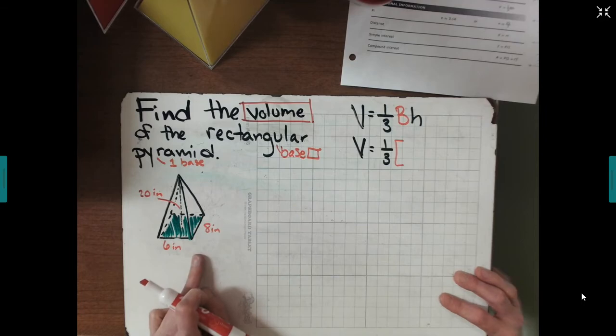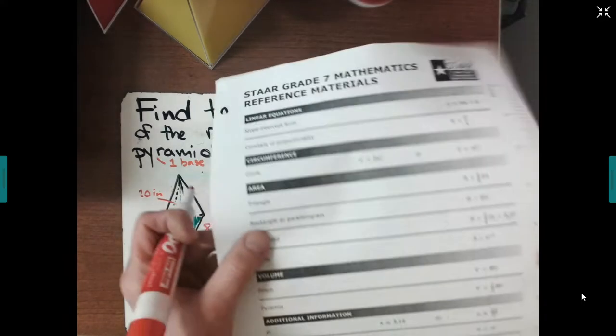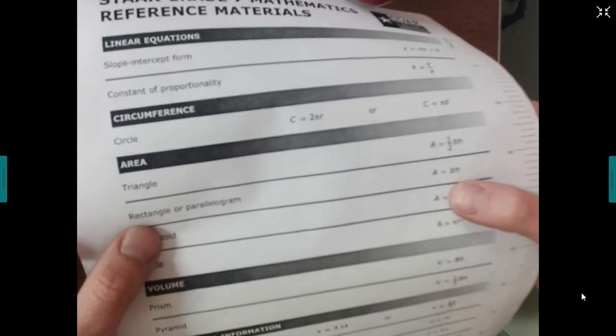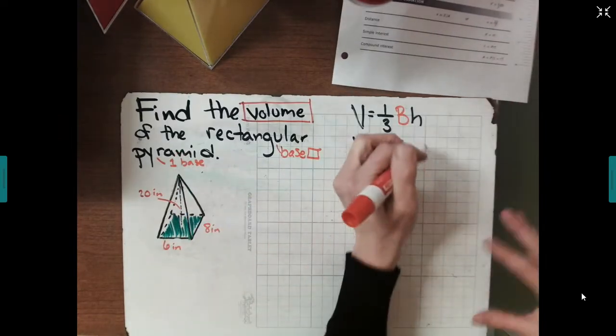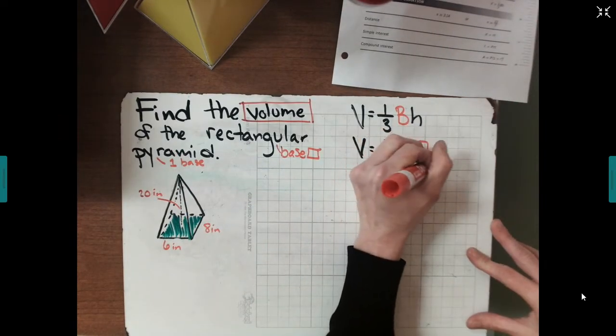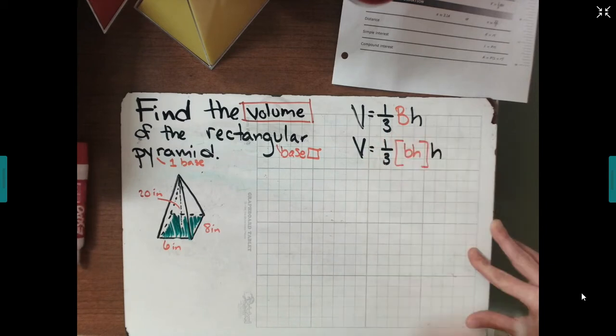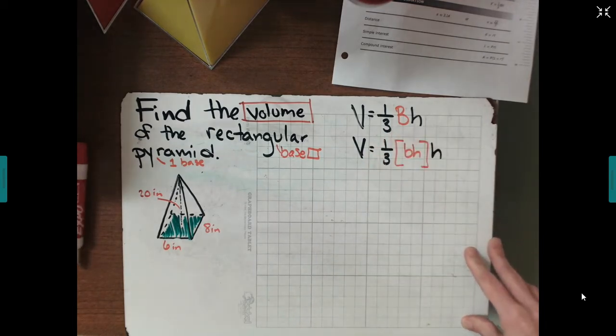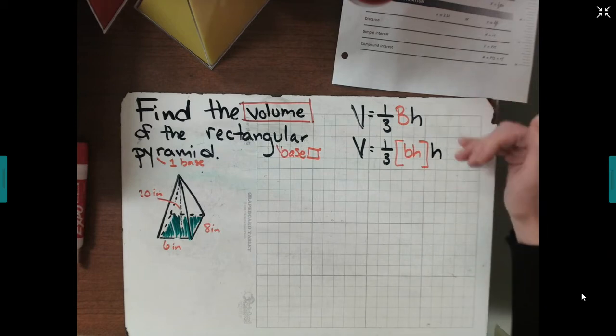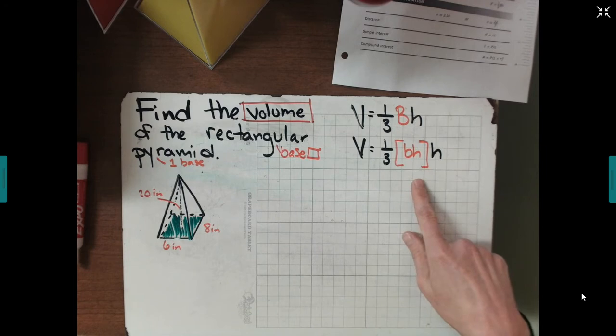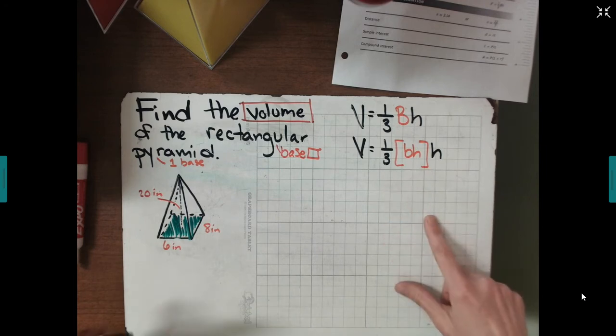I see that my base is a rectangle. To find the area of a rectangle is base times height. So I'm plugging in, okay, my area of my base will just be base times height. And then I'm going to multiply that by the height of my 3D figure. So I've written my formula and replaced my big B, area of my base, with the formula for the area of my base. Now I can plug in.